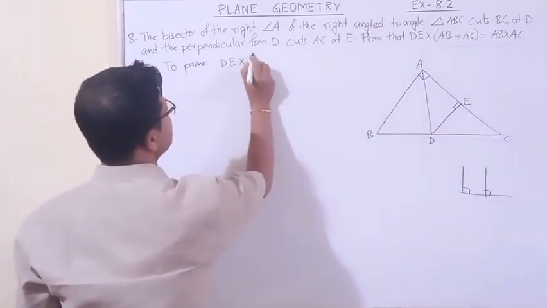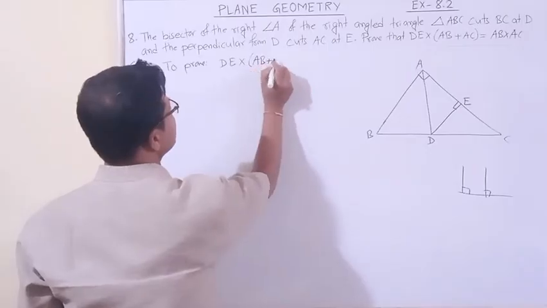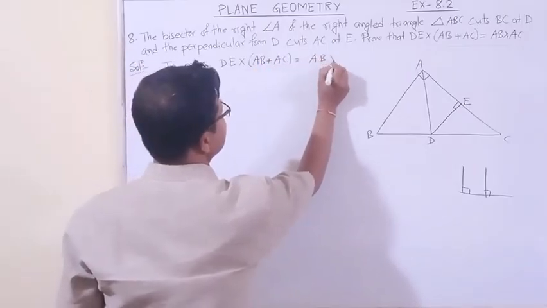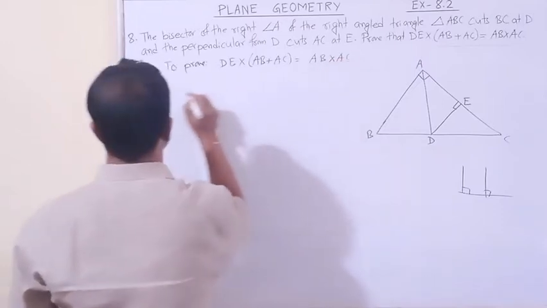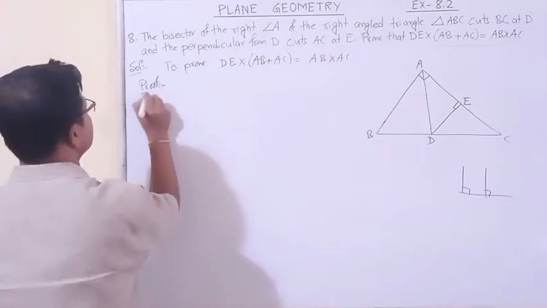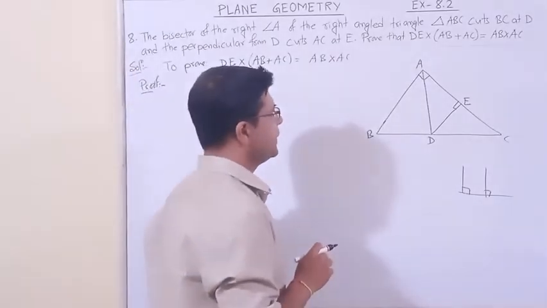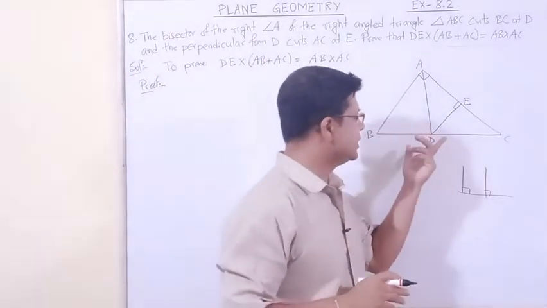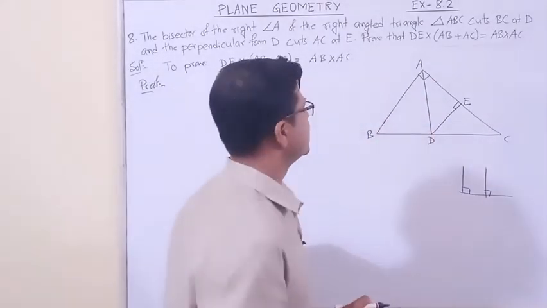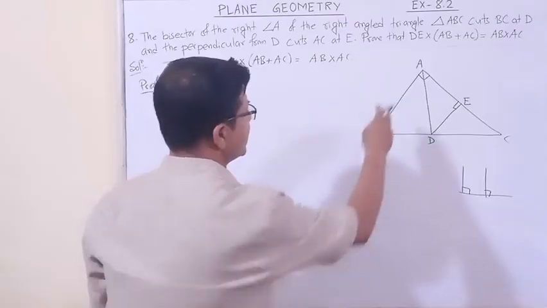DE into AB plus AC is equal to AB into AC. Here also the proof is very simple. Very simple. But there are two steps, you will see. Because you can easily say that there are two steps, one for this, another for this one. Okay, let us see. What is AD?